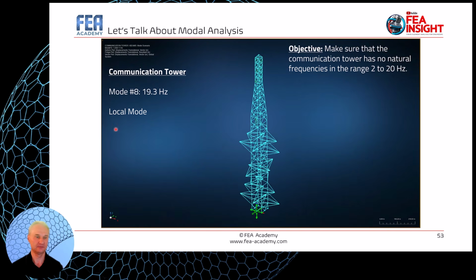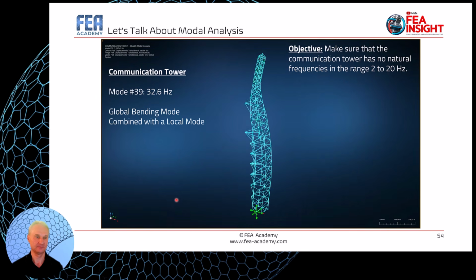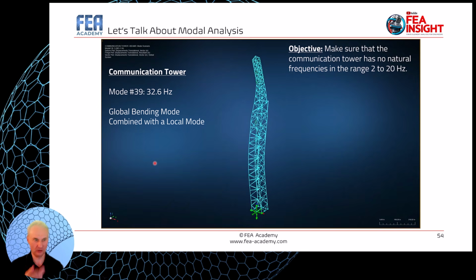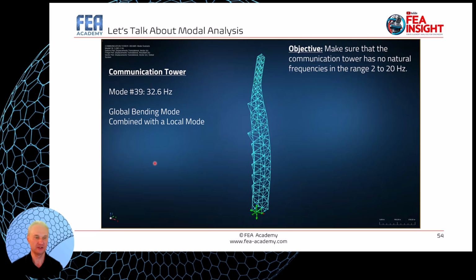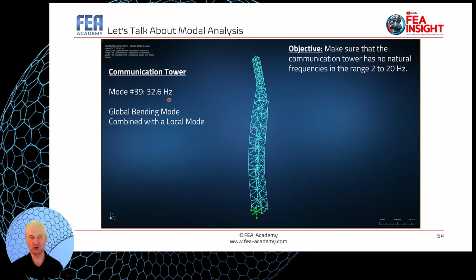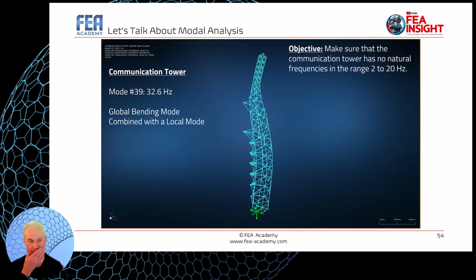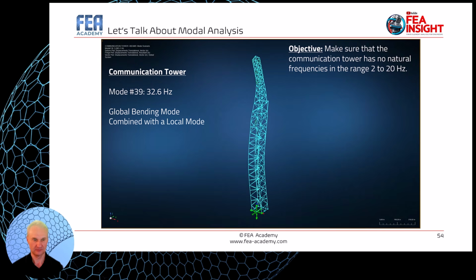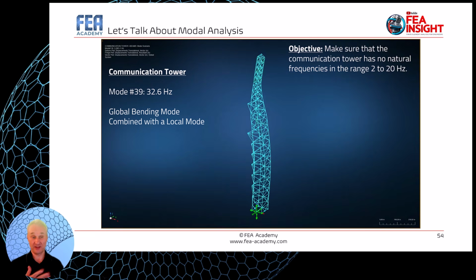Another local mode, close to 20 Hertz. And now you have this mode, which is a combination of a global mode and a local mode. Because you see there is a global bending and here some local effects. But that one is 32.6, so it's out of the range of excitation. So you see, with a very simple model, without building any tower, I validated the fact that my tower will be destroyed by a wind. Okay?